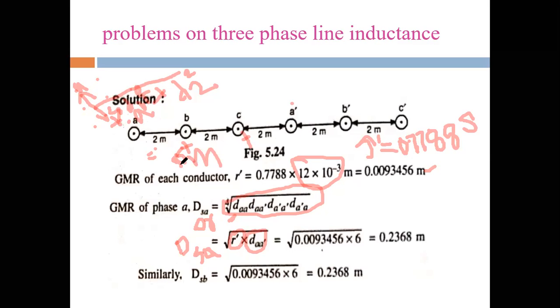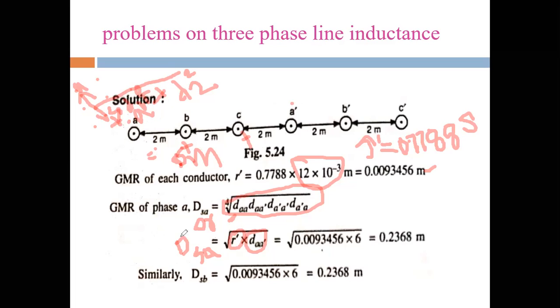This is the distance between A to A dash, which will be substituted in this formula. The distance DSA is the self GMR R dash into A to A dash, which is 6, into A dash to A dash, the self GMR, into A dash to A, which is also 6.